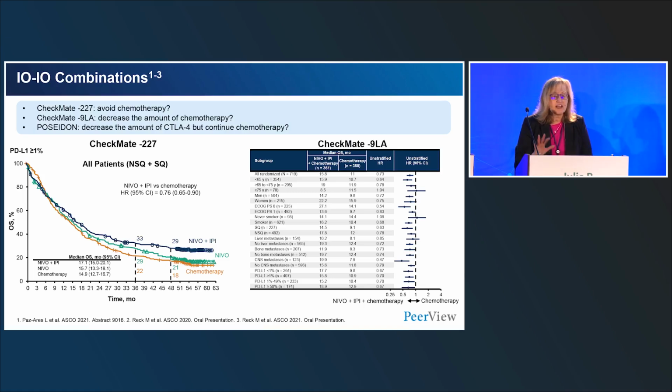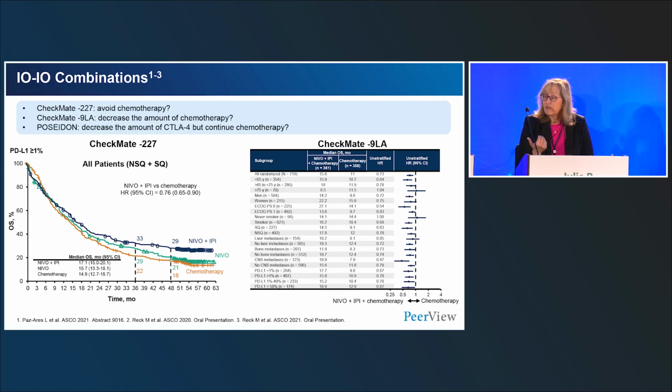All right. So just looking at IO combinations in this setting, again, this is all retrospective data that I'm going to show you for the STK11 and KEAP1 mutations. But in general, when you see the IO combinations, to break it down simply, with CheckMate 227 you get to avoid chemotherapy. With CheckMate 9LA, you decrease the amount of chemotherapy, which a lot of people are like, yes, only 2 cycles, I can get through that. And then the POSEIDON regimen is, on the flip side, decreasing the amount of CTLA-4.